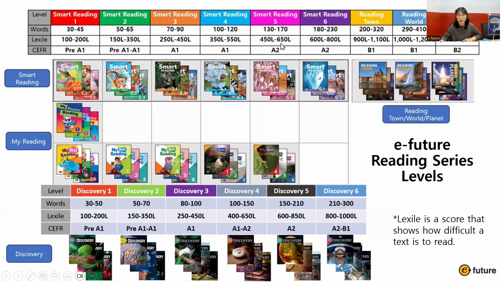I'm not sure if you are familiar with Lexile, but look down here. Lexile is a score that shows how difficult a text is to read. Okay, so if you want to compare Lexile levels, we have that as well. And CEFR level, of course. Okay. So, yeah, you can choose the books, the right level, by looking at this chart.